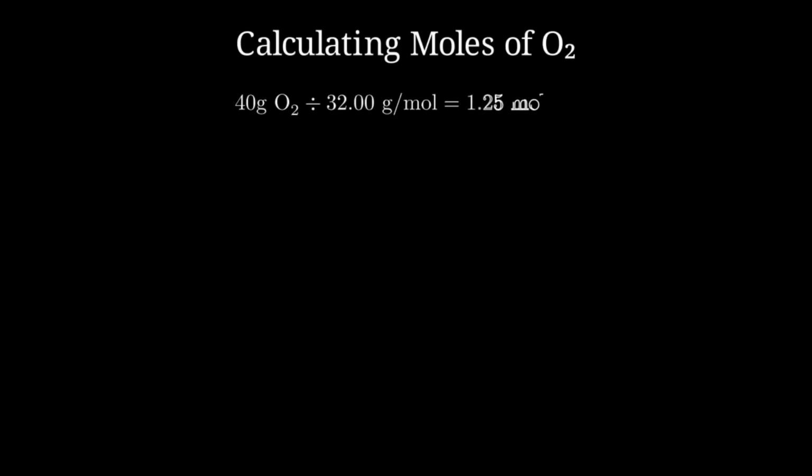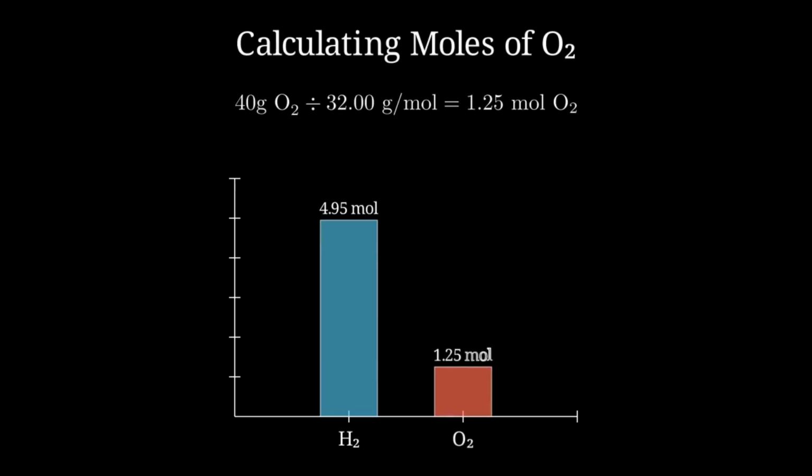Next, we calculate the moles for oxygen. 40 grams divided by 32 grams per mole results in 1.25 moles of oxygen. Even though the mass was higher, the number of particles is lower.